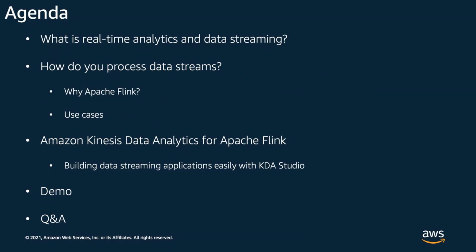Let's take a look at the agenda for today's session. We will start with understanding what data streaming is and what real-time data analytics is, followed by a quick overview of the streaming services at AWS. We will then learn about how you can process data streams and why you would use Apache Flink for it, and what are the advantages of using Apache Flink and the common use cases. We'll then dive into Kinesis Data Analytics, which is AWS's managed Apache Flink service, and it's foundational for the new Studio feature. Jeremy will follow that up with a demo of the Studio feature, reading from a streaming data source using SQL and Python, and then we'll wrap up the session with some live Q&A.